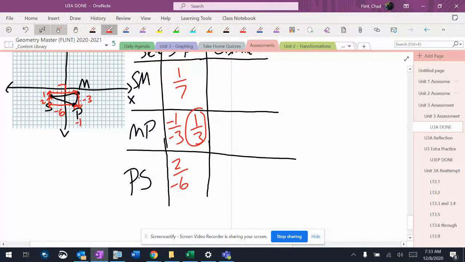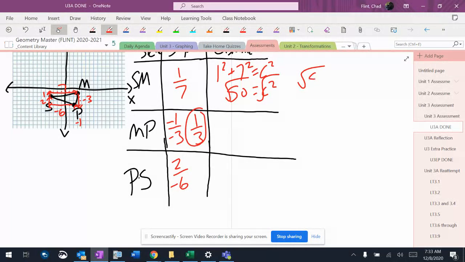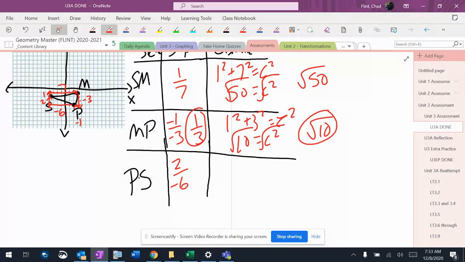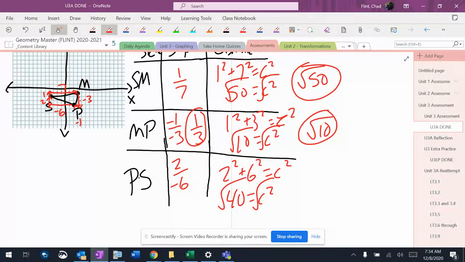All right, then I need to do the Pythagorean theorem on all these. 1 squared plus 7 squared equals c squared, which is 50 equals c squared. So that one's square root of 50. That's 10, so that's square root of 10. And this one's going to be 2 squared plus 6 squared equals c squared, and that's going to be 40. So there's all my information.